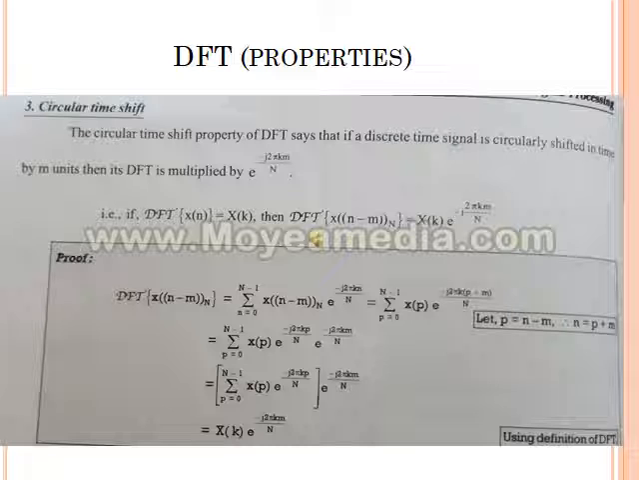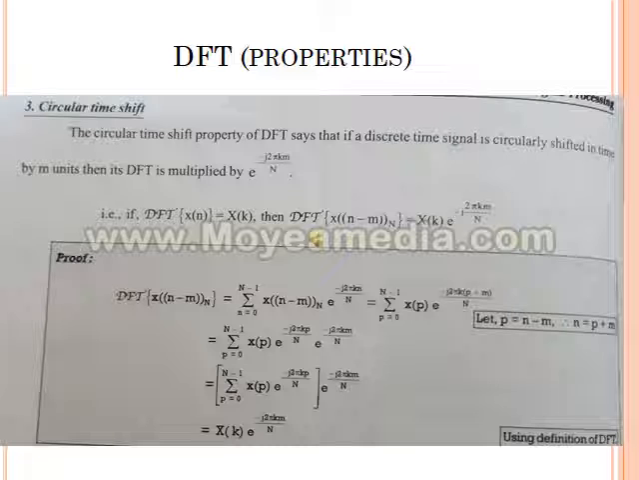So we get x of n minus m, that is circularly shifted by m samples, summation n equal to 0 to capital N minus 1 e raised to the power minus j 2 pi km by capital N. So let us make one substitution. Let p equal to n minus m. Now when p is equal to n minus m, it becomes x of p, and e raised to the power minus j 2 pi k. Now small n will be equal to p plus m. So small n will be replaced by p plus m.